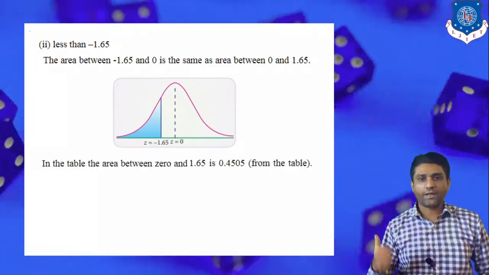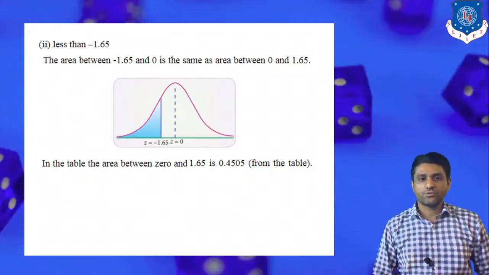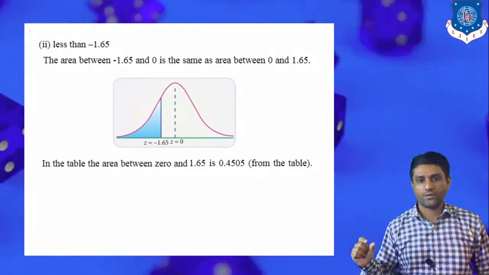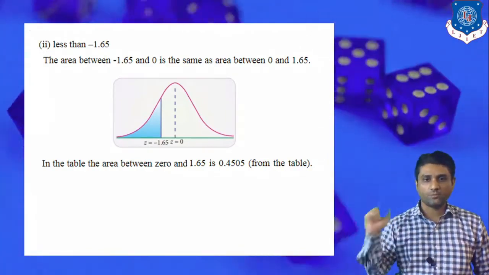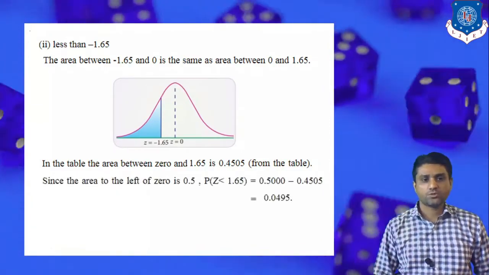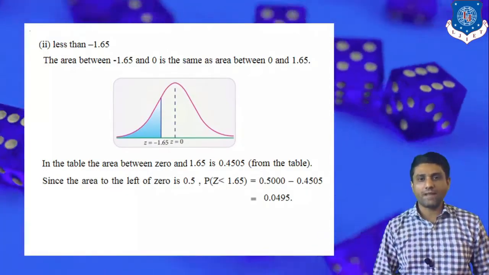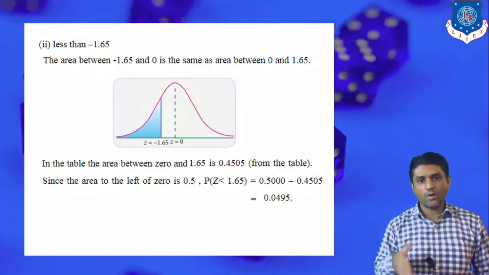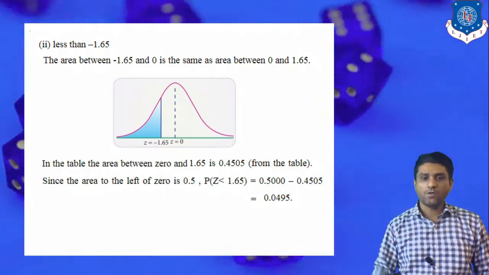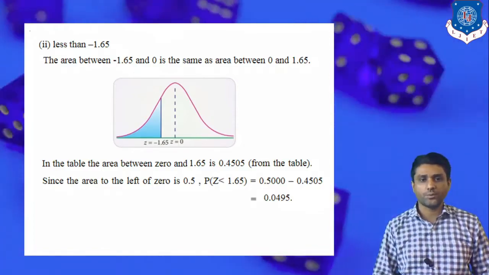we have to find the area between 0 and 1.65. So again we have to take help of the distribution table. The area between 0 and 1.65 is equivalent to 0.4505. This value we have to take from the standard normal table. I will show you later. Since the area to the left of the curve's center is 0.5, the probability of z less than negative 1.65 is 0.5 minus 0.4505, which is approximately 0.05.